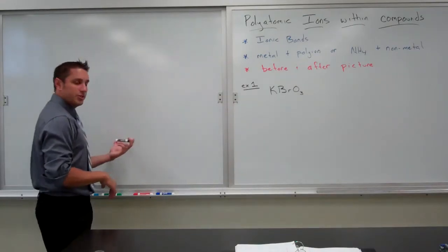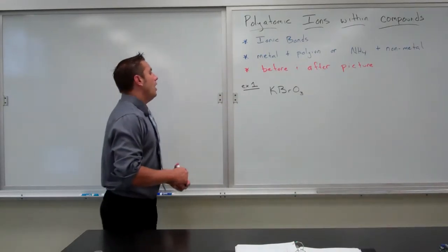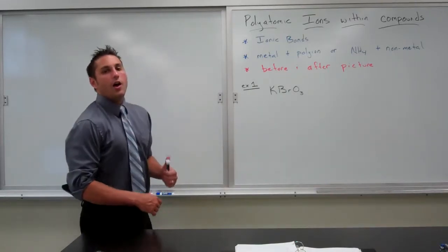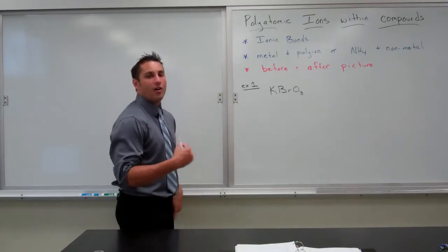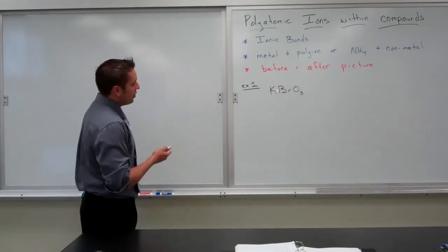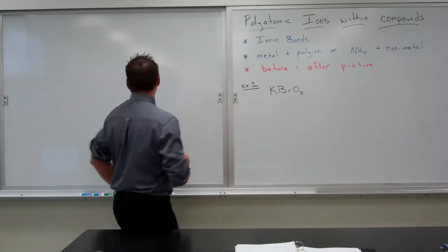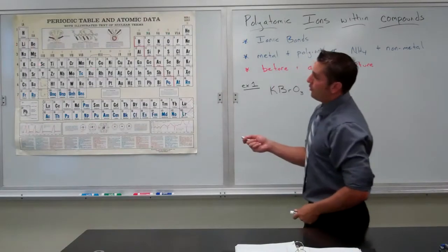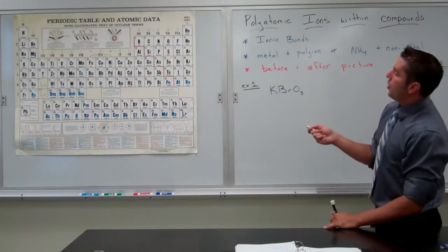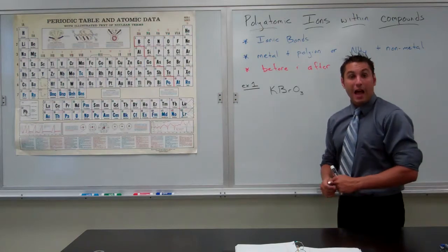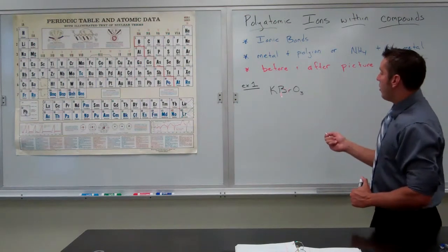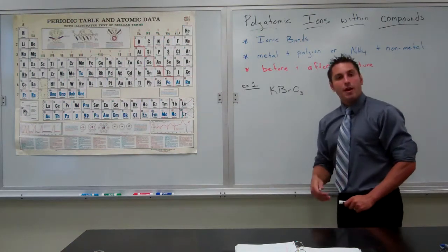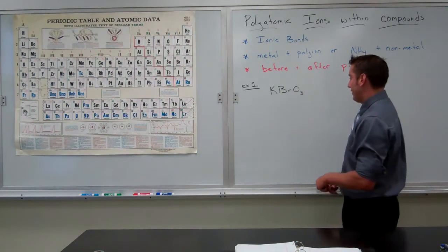KBrO3, known as potassium bromate. Whenever I'm looking at this to try to figure out the type of bonding, the easiest way to know there's a polyion is by doing this. If we look at K with Br, that would be a metal from the left of the staircase with a nonmetal from the right. That tells me ionic. If I look at Br with O, Br's to the right, O's to the right, that's nonmetal, nonmetal, that tells me covalent.